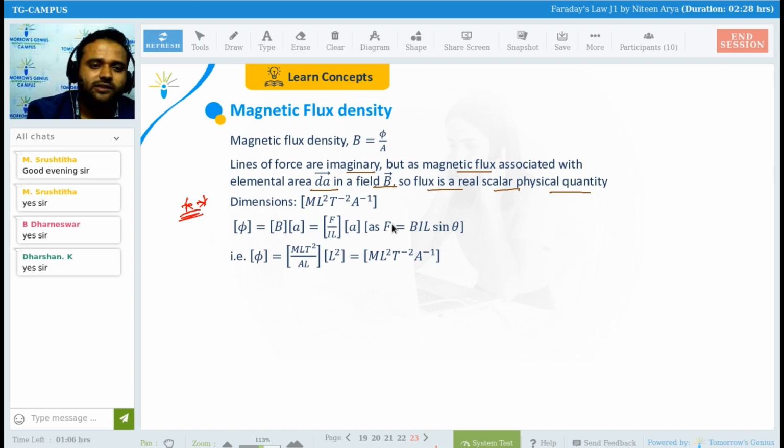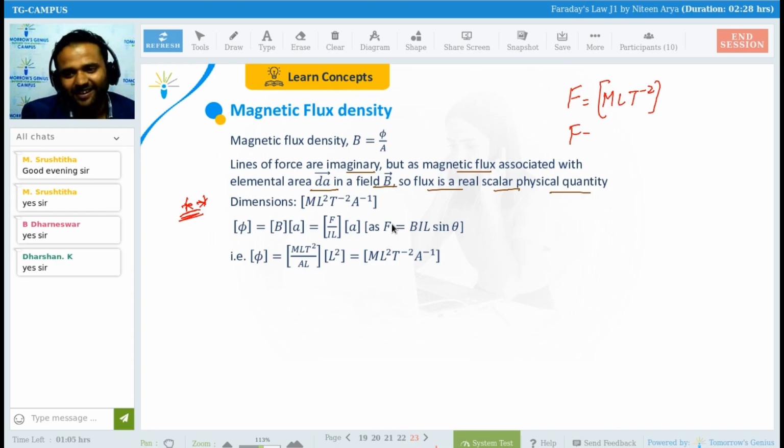How many of you know the MLT dimensional formula for any particular thing? As we know, the dimension of force is M L T minus 2. Force is mass times acceleration, kilogram meter per second square.